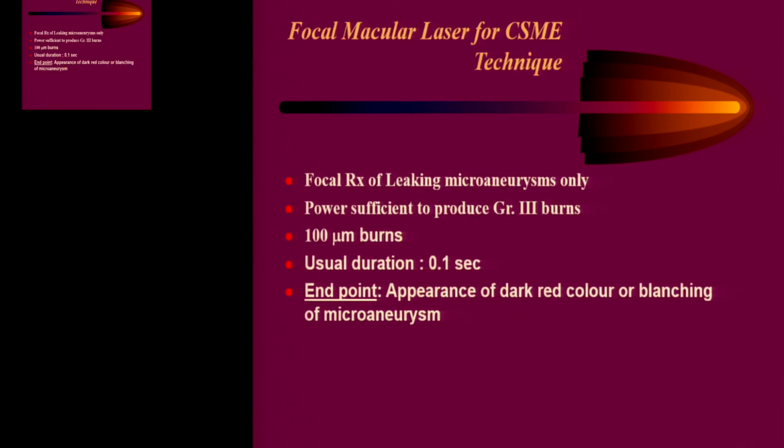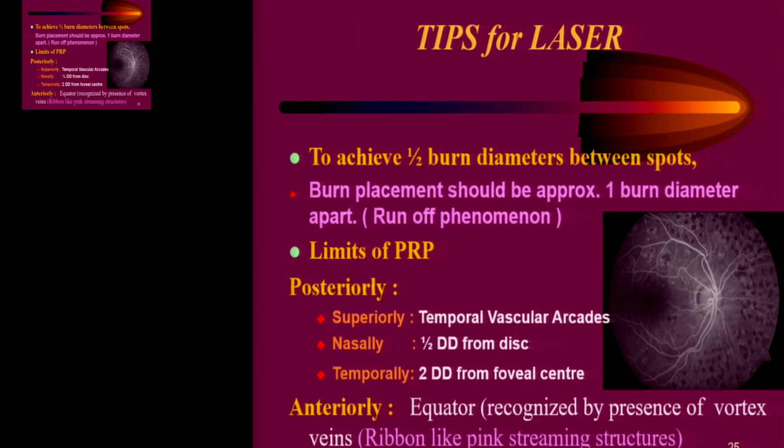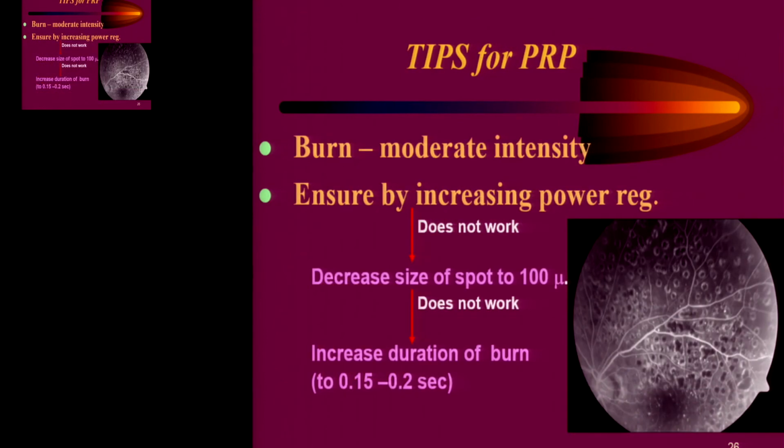As for the techniques, the important thing is that when you're doing a focal macular laser, the end point is a darkening of the microaneurysm or a blanching. One of these 2 things should happen for you to say you've achieved what you want. For PRP, the distance between spots when you place the burn should be 1 burn diameter. More often than not, I see under treatment rather than over treatment of a PRP, which is probably contributing to the patients not responding.